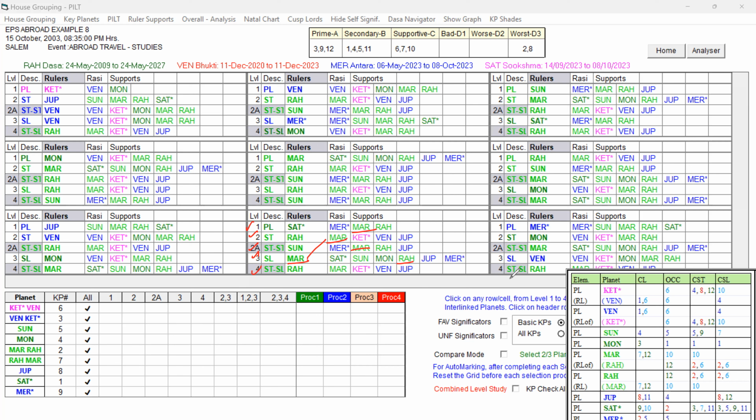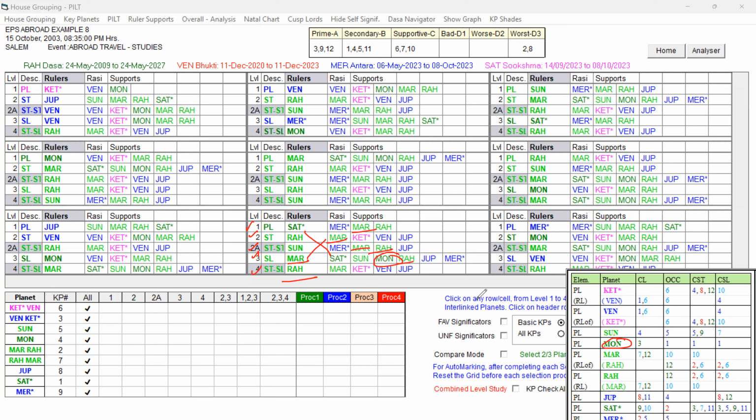And other than this, what are the other key planets? Moon. Moon is present here. So all key planets are connected to each other. So Saturn is a good key planet, and Saturn is also forming a ruler link to the sublord. So that destiny planet is favorable for abroad travel because the rulers are good, also forming a ruler link.